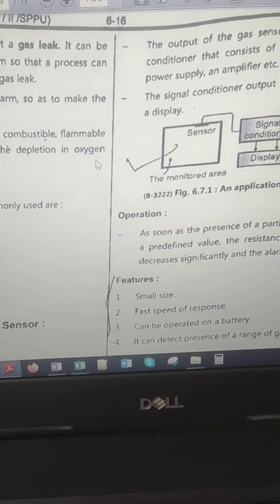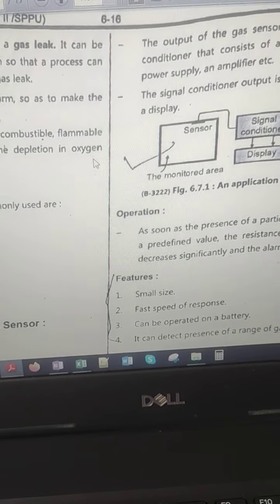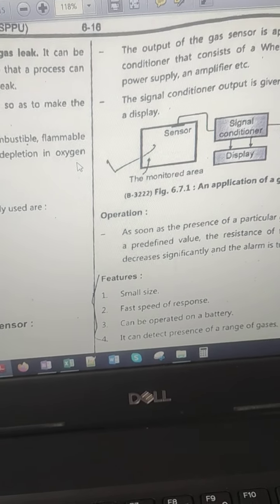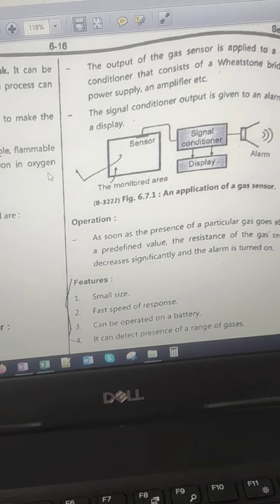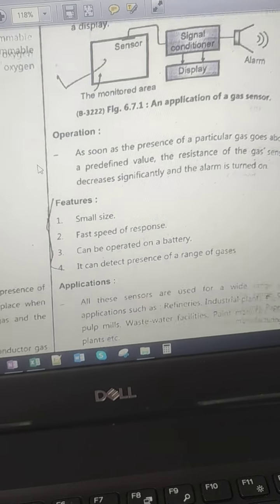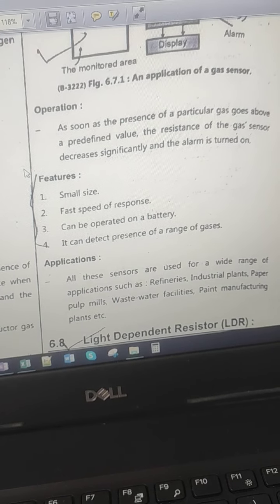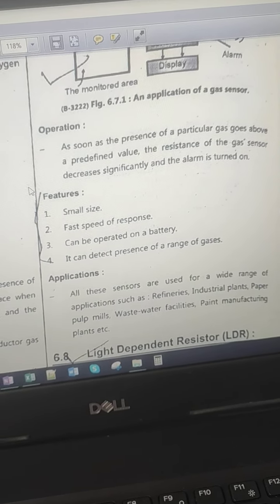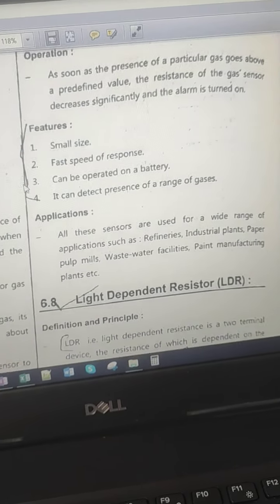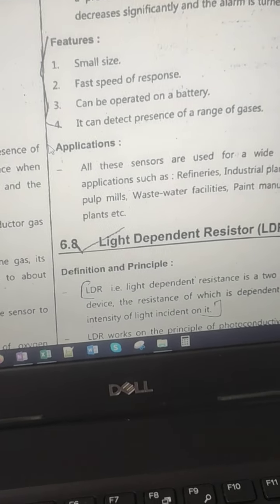As soon as the gas goes above the predefined value, the resistance of the sensor decreases significantly and the alarm is turned on. Features: small size, fast response. Applications: it is used in refineries, industrial plants, paper and pulp mills, wastewater plants, as examples. Thank you.